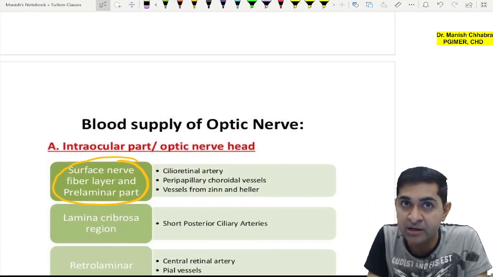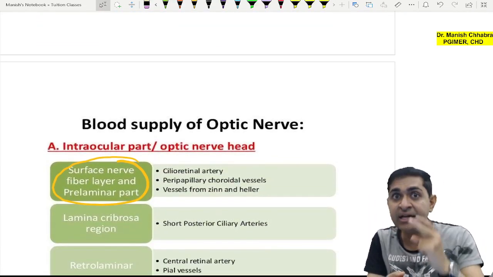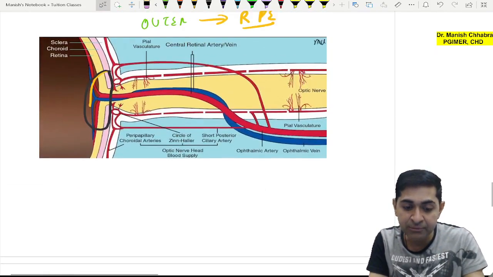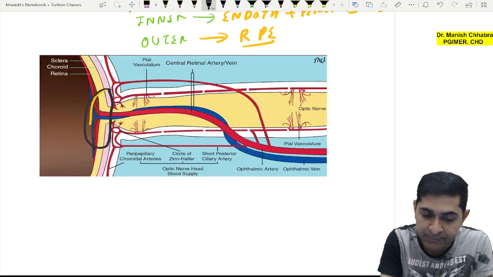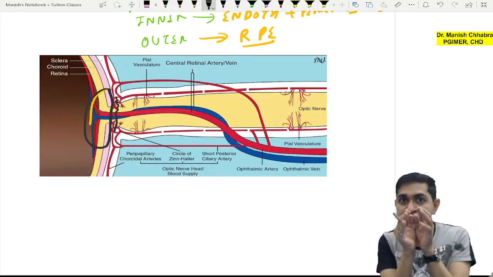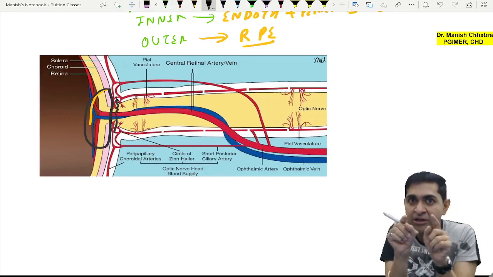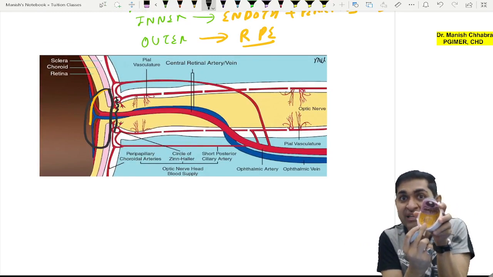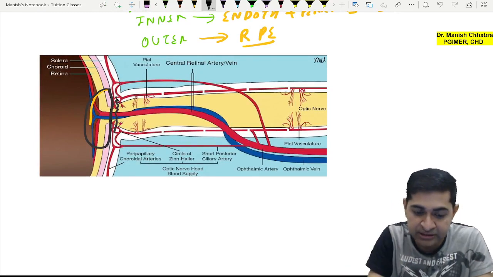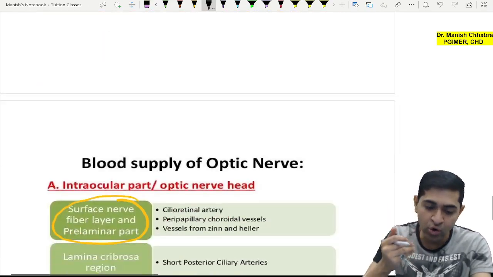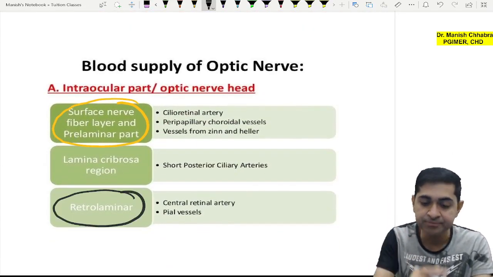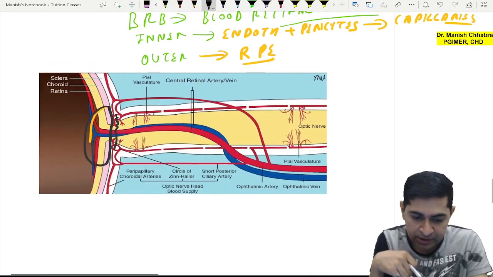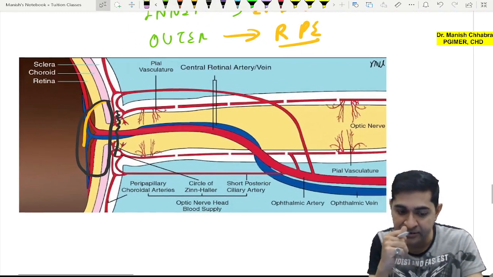superficial nerve fiber region. Then second is the lamina cribrosa. What is lamina cribrosa? Lamina cribrosa is the part of the eye where the optic nerve pierces to enter into the eye. Then third is the retrolaminar region. Now let's understand this.